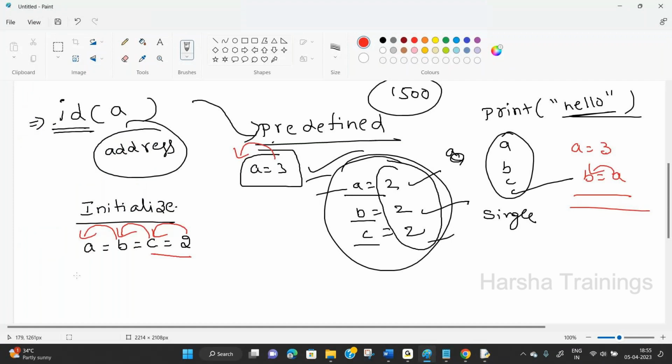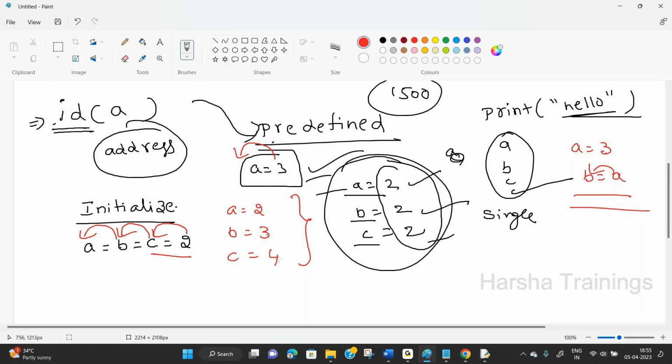Multiple variables, different values. Yes or no? Suppose A is equal to 2 in the first line, B is equal to 3, C is equal to 4. Except Python, in the remaining programming languages, generally you need to write 3 lines. But Python has an advantage. No need to write all the variables in multiple lines.